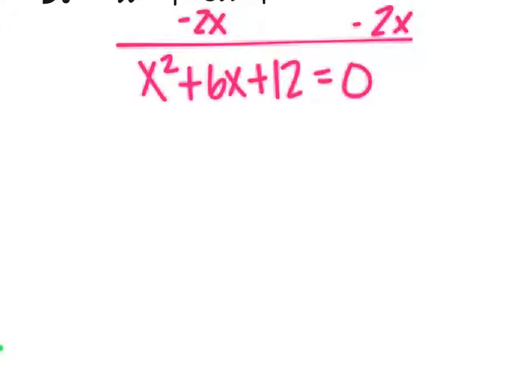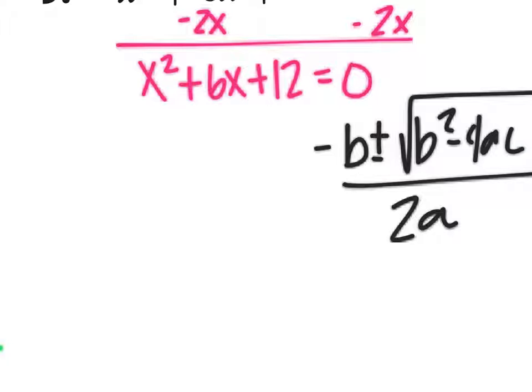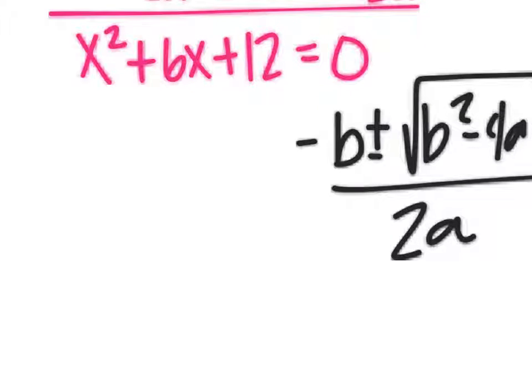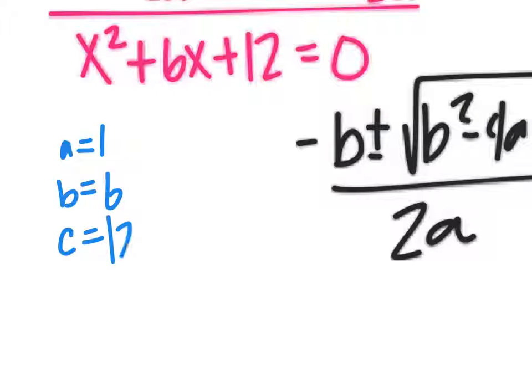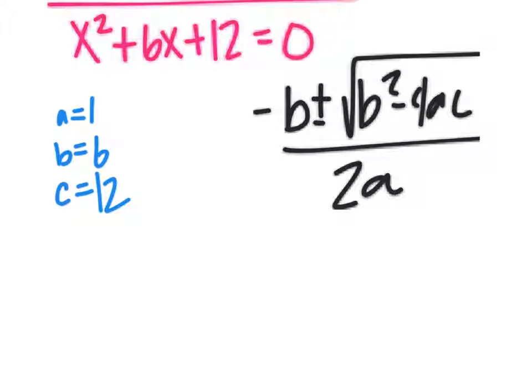So again, just so we can have the quadratic formula visible on the screen, negative b plus or minus the square root of b squared minus 4ac all over 2a. In this problem, what is a? 1, because a is always the number in front of x squared. What is b? Okay. And then c is 12. So when I go to plug that in, I have negative b, which means the opposite of b, so what's going to go there?